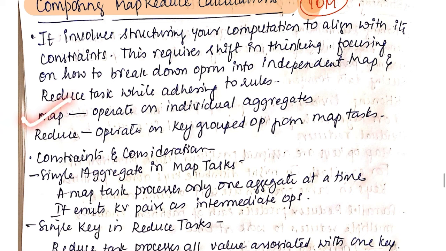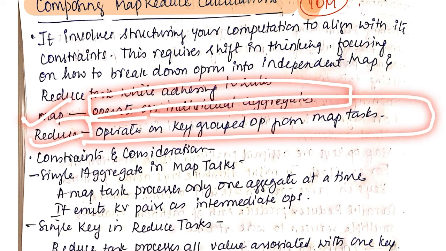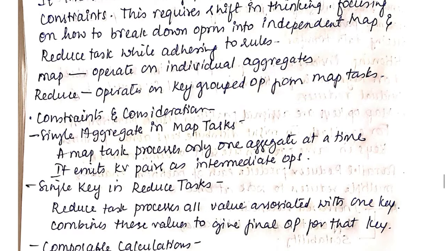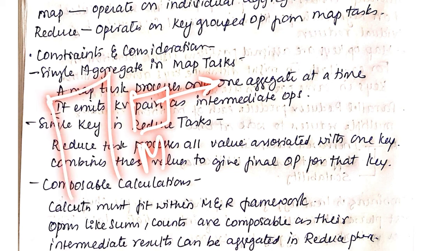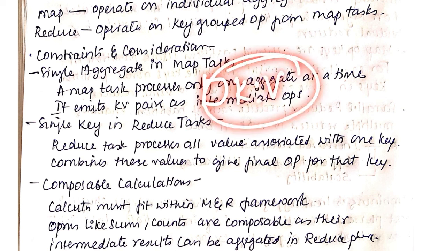First is map. Under map we will operate on individual aggregates, and in reduce we will operate on key grouped output from the map task. We'll look into what constraints and considerations we have to keep in mind. First one is single aggregate in map task. That is, a map task will take only one aggregate as input at a time, right? Next, it has to emit key value pairs as intermediate outputs.